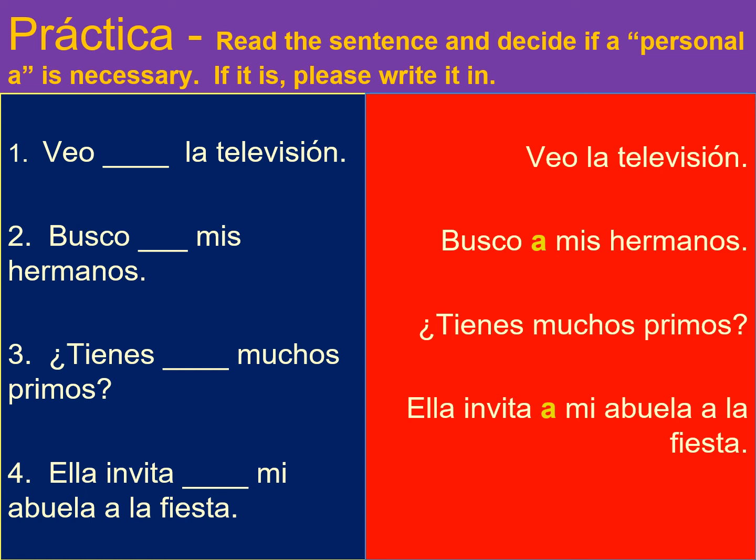Finally, ella invita whom? She invites whom? Mi abuela a la fiesta. Well, mi abuela is a person, so you need the personal a.